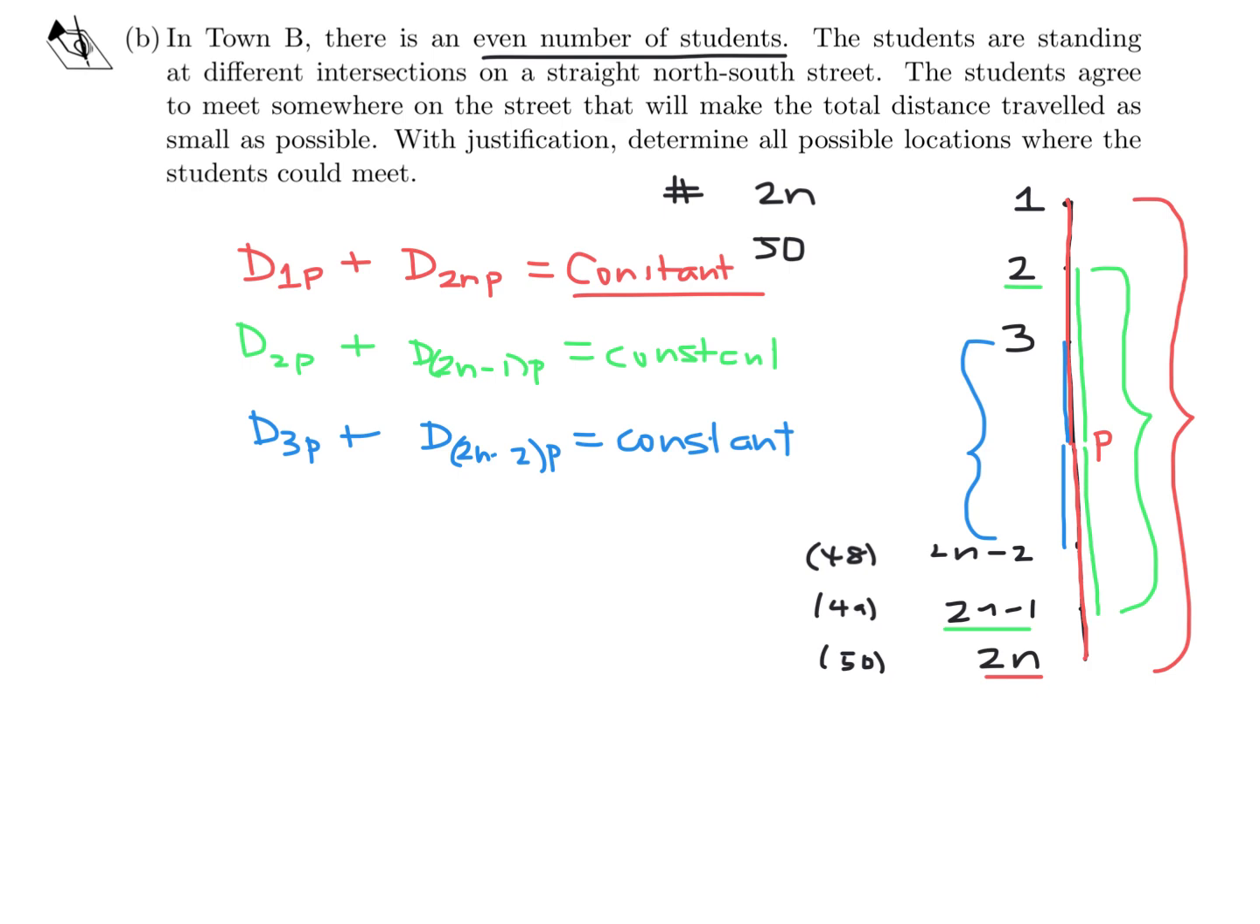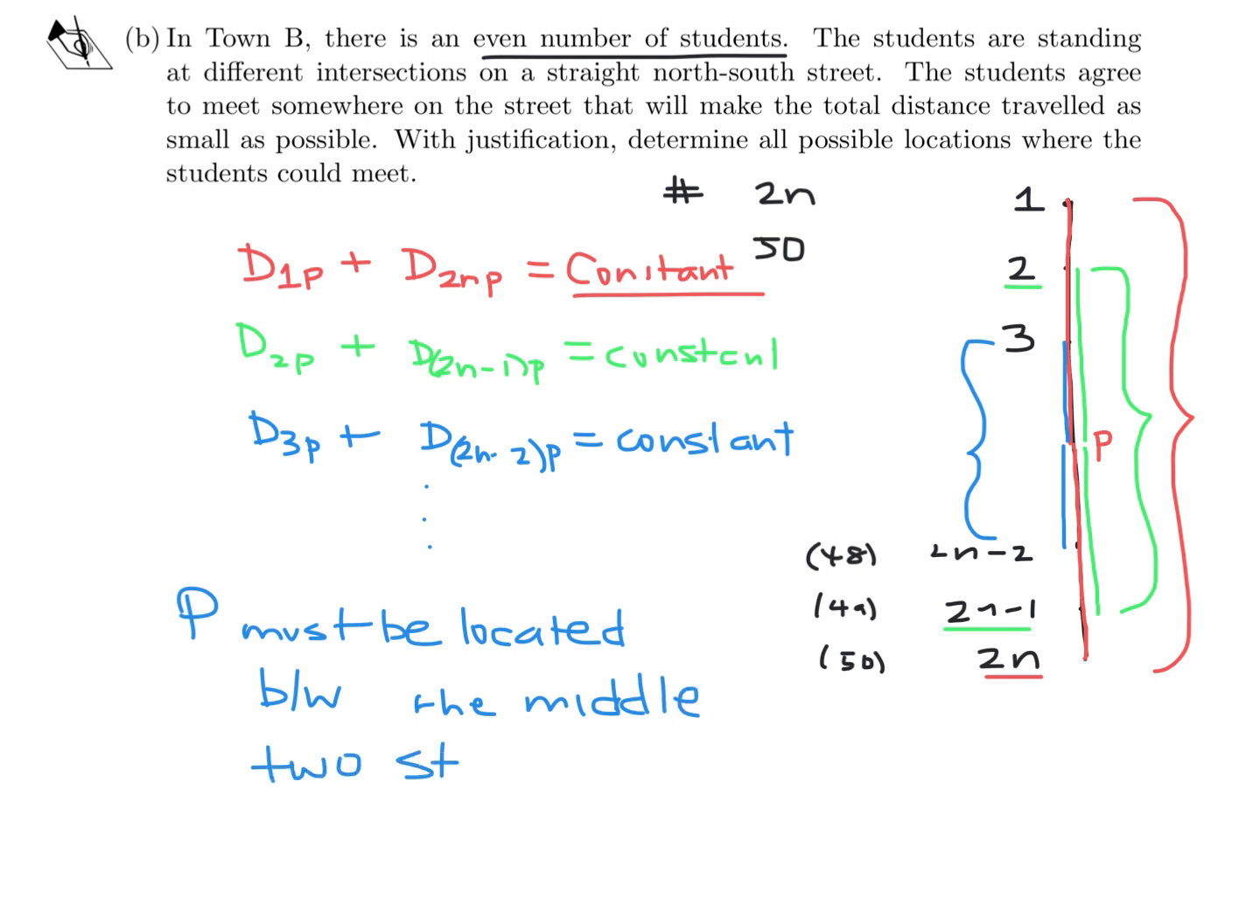So if you just keep doing this, you will get to a conclusion that P must be located somewhere between the middle two students. And that will satisfy this condition that we want the distances to be as small as possible when you add them all up.